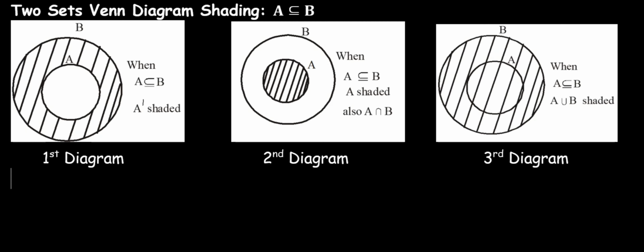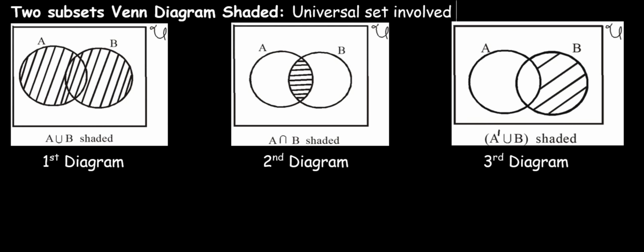Next, two subset diagrams where the universal set is involved. Now, in this case of two subset shading where the universal set is involved, the first diagram shows A union B shaded. If you look at it, the two subsets A and B, which are represented by the two circles inside the universal set, are shaded, but the universal set is not shaded. Hence, we have that derivation, A union B shaded.